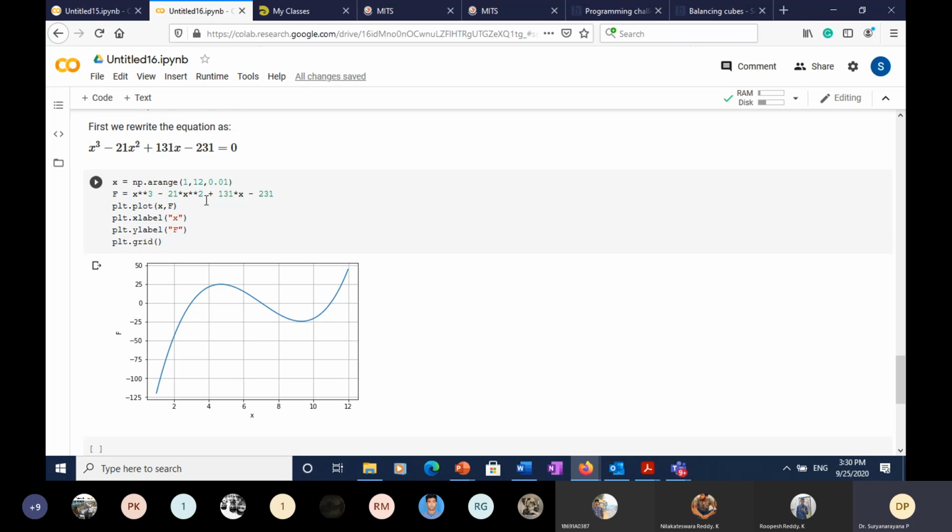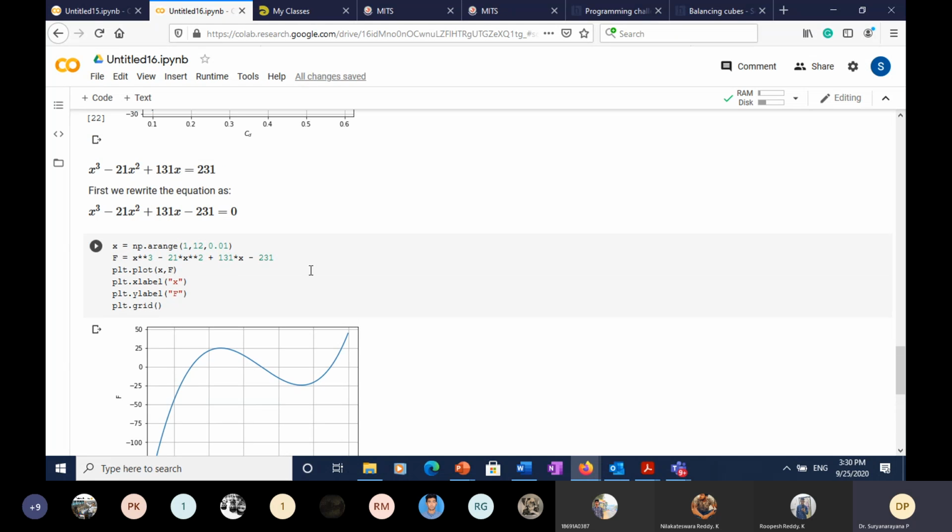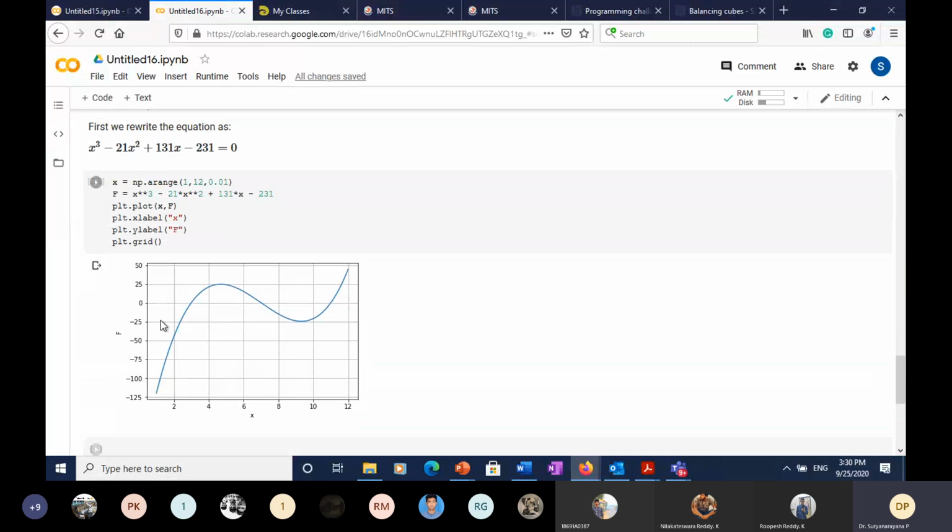Now we'll try to solve it using the bisection method. Any questions so far? We'll try to find the solution to this equation using the bisection method. Any questions?